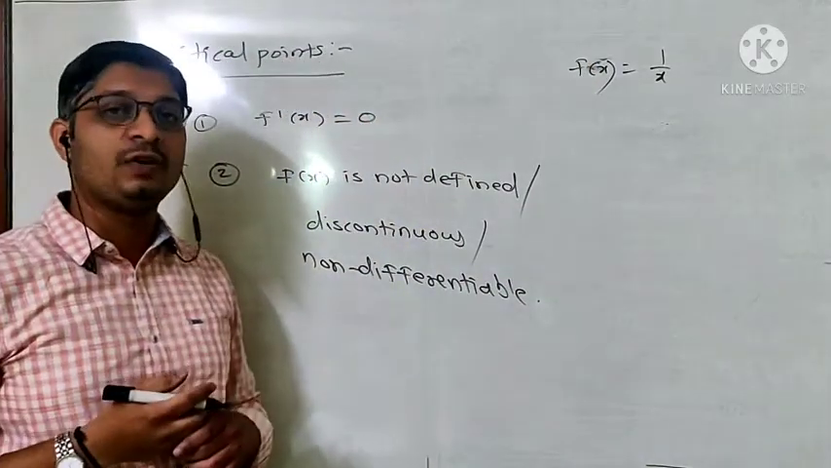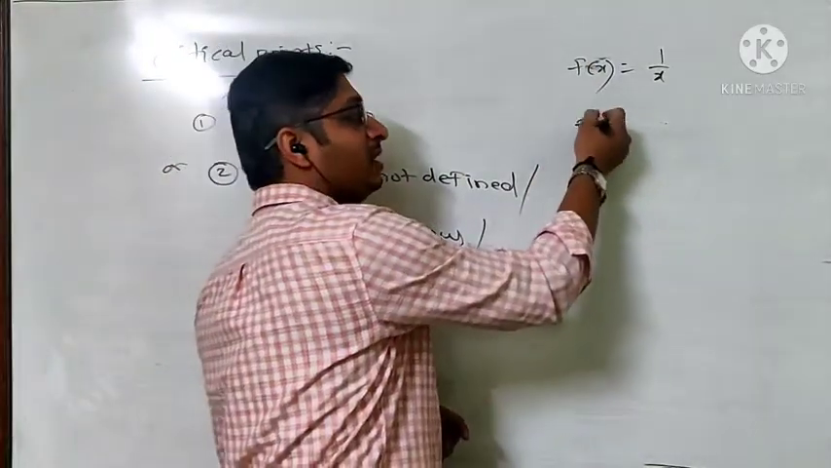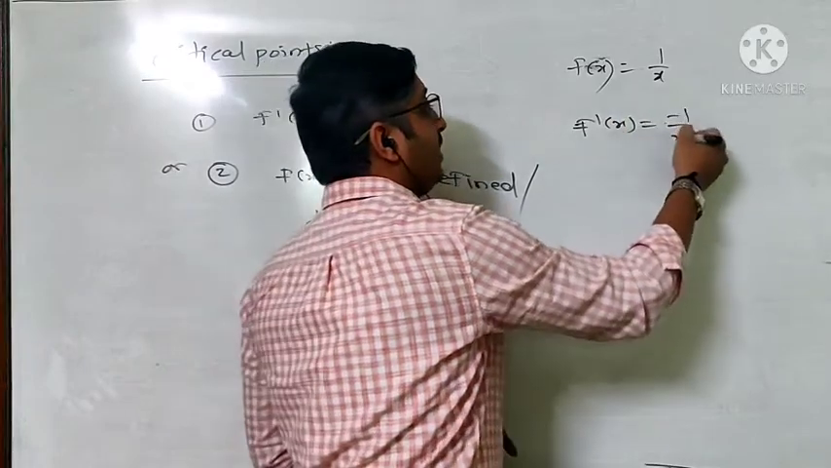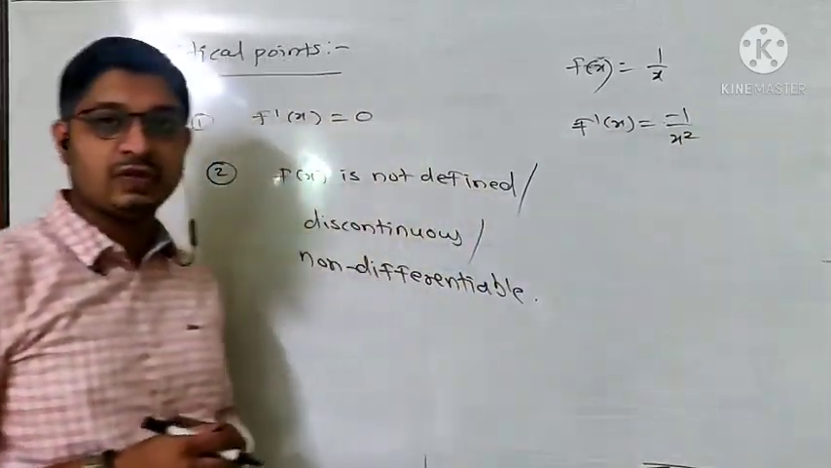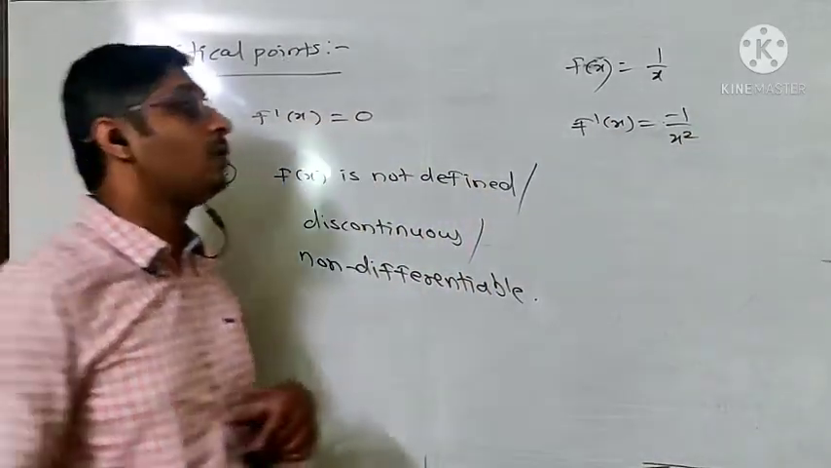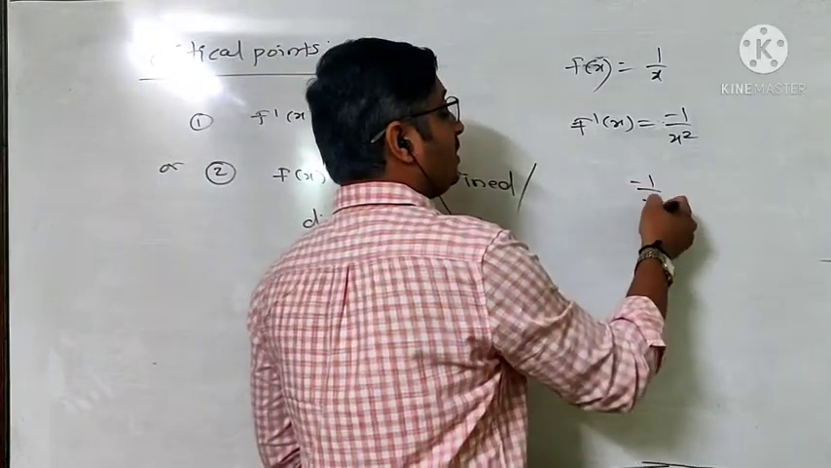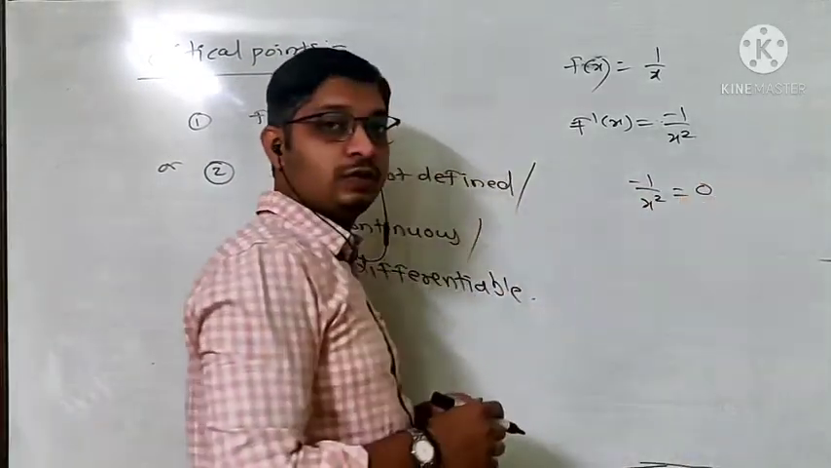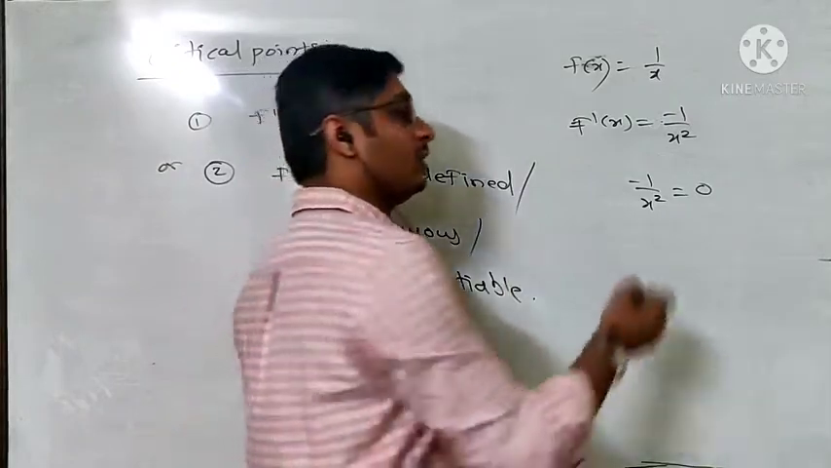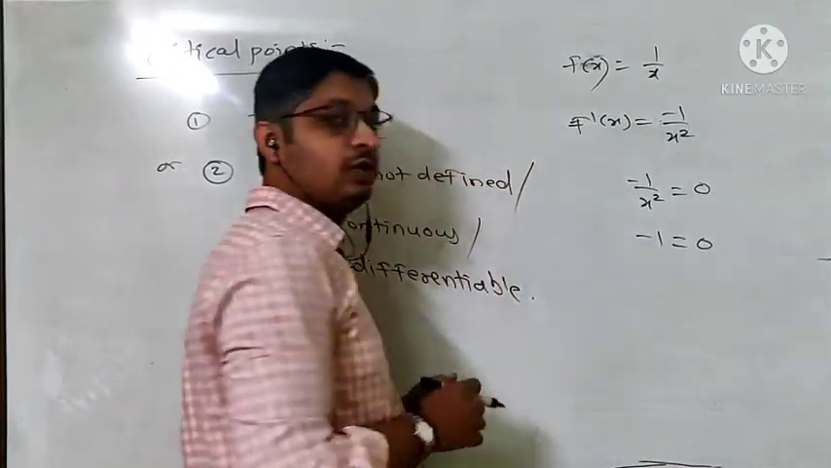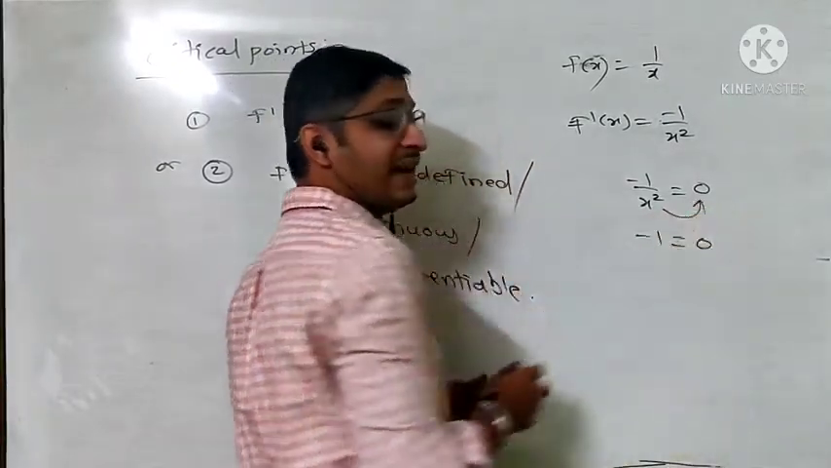So what will be the derivative of that function? That derivative will be minus 1 upon x square. So by the first definition, what can we obtain? That f dash of x is equal to 0. So after solving this, what can we obtain? That minus 1 is equal to 0, by shifting x square to the right hand side.